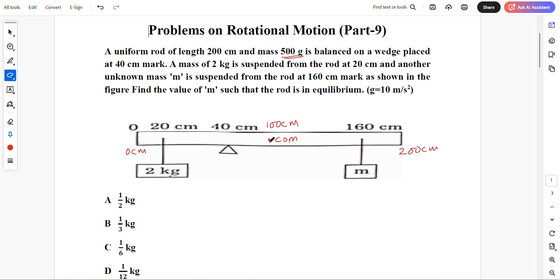Now the weight of the rod will be downwards. W is equal to mg, and this force F is equal to m into g. M is 0.5 kg, and g is 10 meter per second square, so that is 5 Newton. And this will be the perpendicular distance from the wedge, 100 minus 40, which is 60 centimeter. You are supposed to calculate the torque here. This is the wedge.